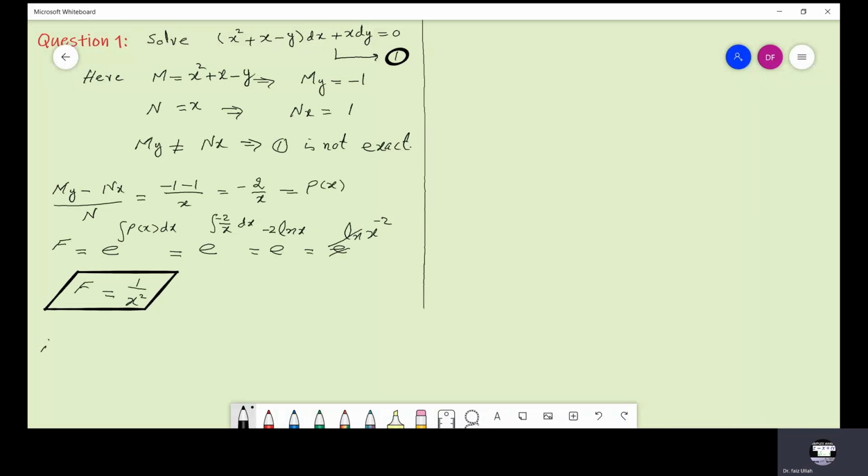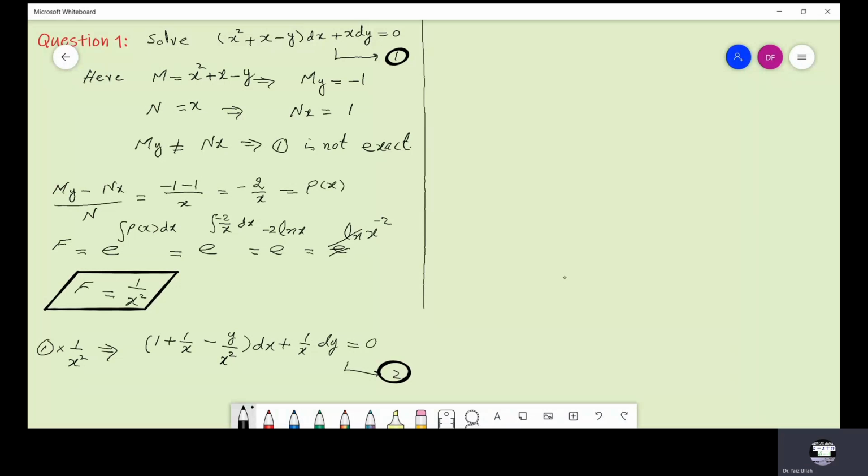Now multiply equation 1 with the integrating factor, which is 1 over x square. We get that multiplying x square with 1 over x, we get 1 plus 1 over x minus y divided by x square into dx plus 1 over x dy is equal to 0. Now equation number 2 will be automatically an exact differential equation.